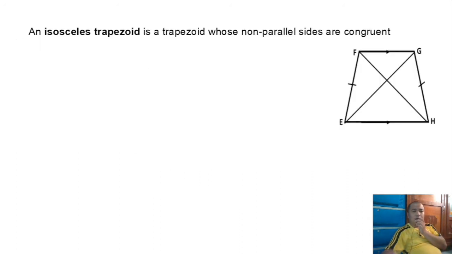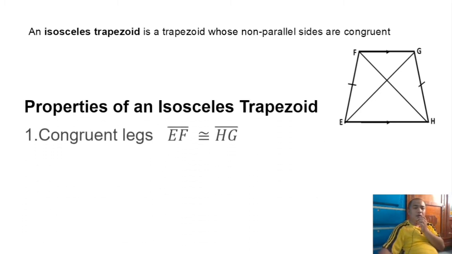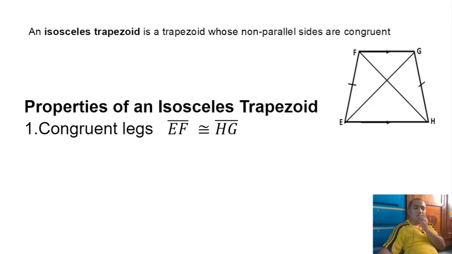Next, what is an isosceles trapezoid? An isosceles trapezoid is a kind of trapezoid wherein the legs are congruent, the non-parallel sides. So if the legs are congruent, it's called an isosceles trapezoid. So EF is congruent to GH. So what are the properties of an isosceles trapezoid? Number 1, congruent legs. EF is congruent to HG.